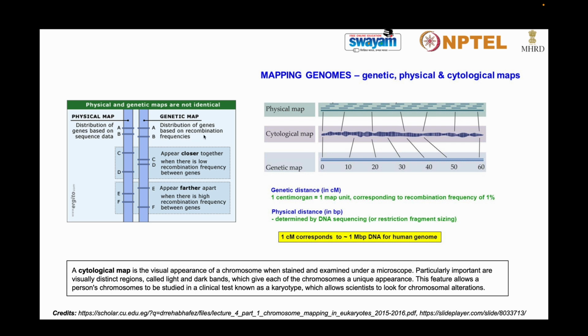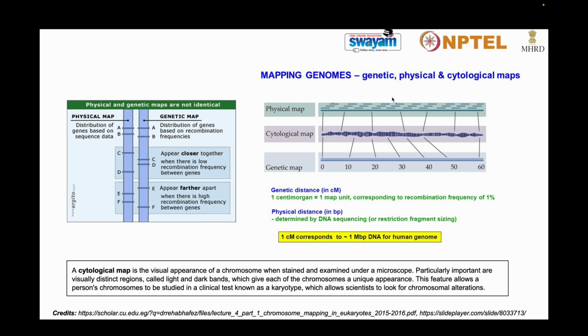In the genetic map, the distribution of the genes is based on the recombination frequency. So the higher the recombination frequency, the higher the distance between the genes. That means the genes are most likely to get recombined, so they are farther from one another. Whereas genes appear closer together when there is low recombination frequency between them, and they appear farther apart when there is high recombination frequency between them.